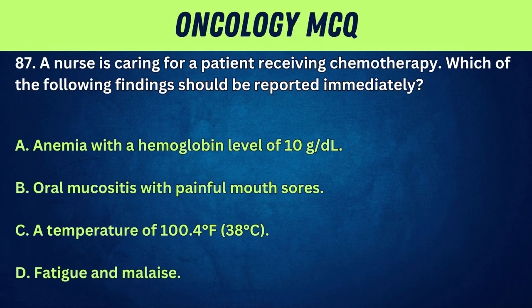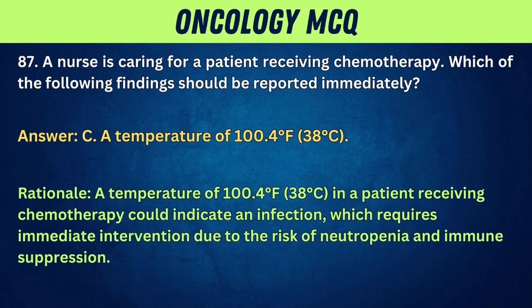87. A nurse is caring for a patient receiving chemotherapy. Which of the following findings should be reported immediately? A. Anemia with a hemoglobin level of 10 g/dL. B. Oral mucositis with painful mouth sores. C. A temperature of 100.4 degrees Fahrenheit, 38 degrees Celsius. D. Fatigue and malaise. Answer: C.